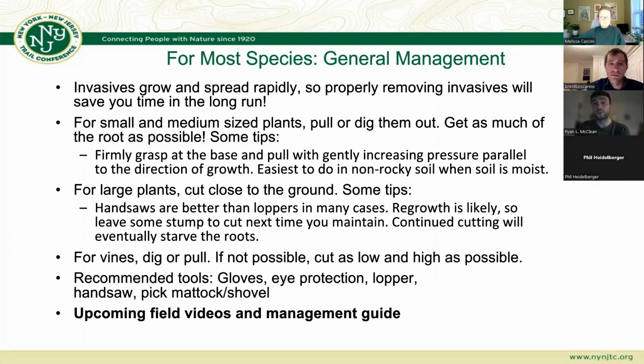For most species, there are a lot of general management tips out there. Invasive species do grow very rapidly and they spread rapidly as well. So maintaining invasive trailside properly will save you a lot of time in the long run. For small and medium-sized plants, it's best to just dig them out or pull them out, getting as much of the root as possible. The best way to do that is to firmly grasp the plant at the base and pull with gently increasing pressure parallel to the direction of growth.